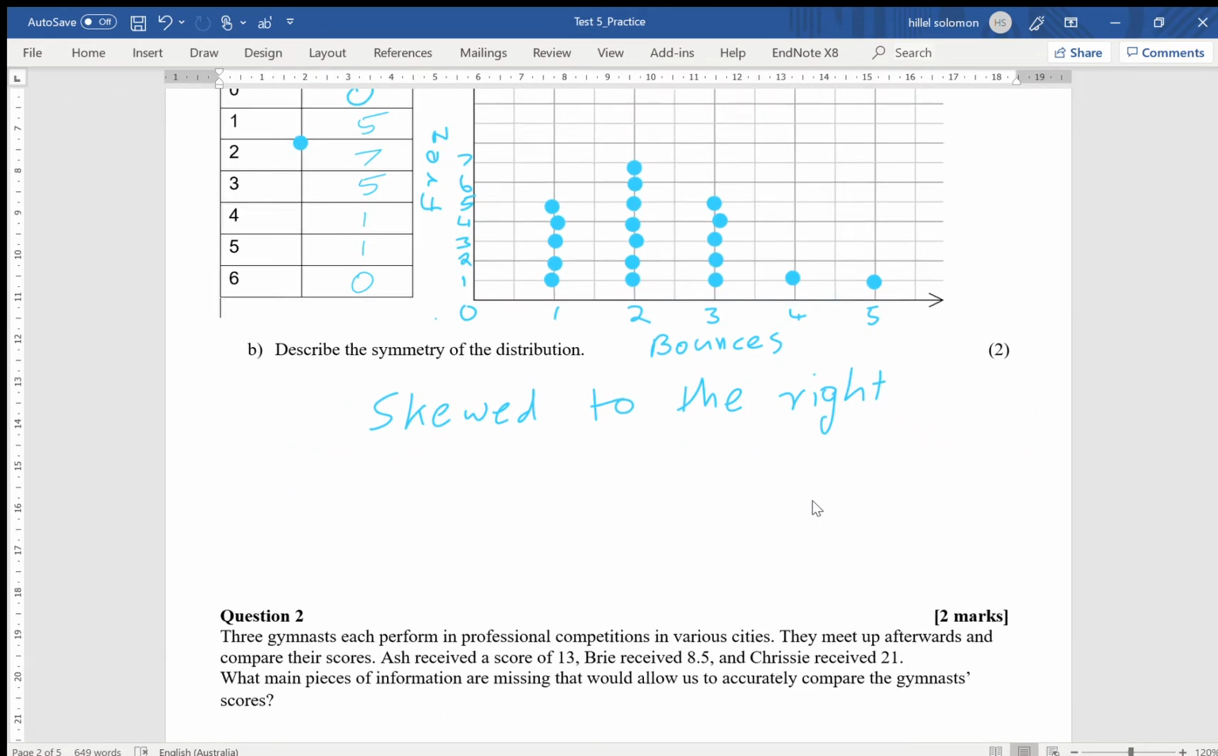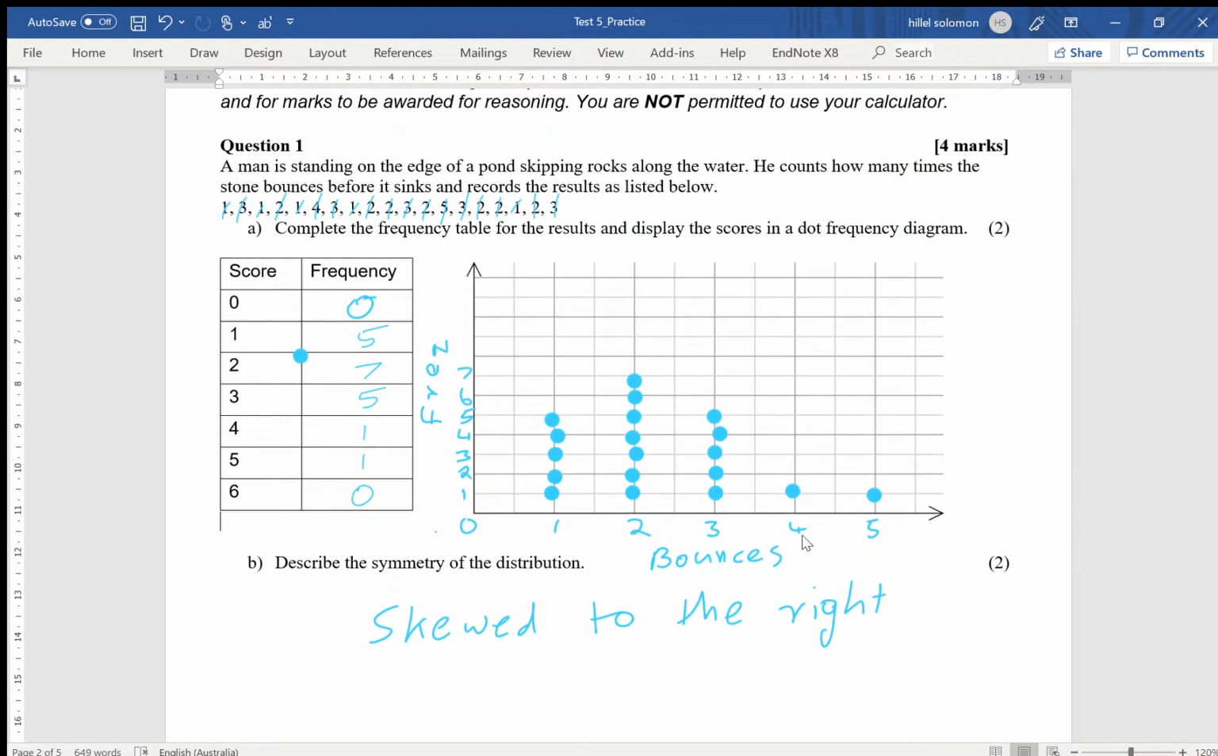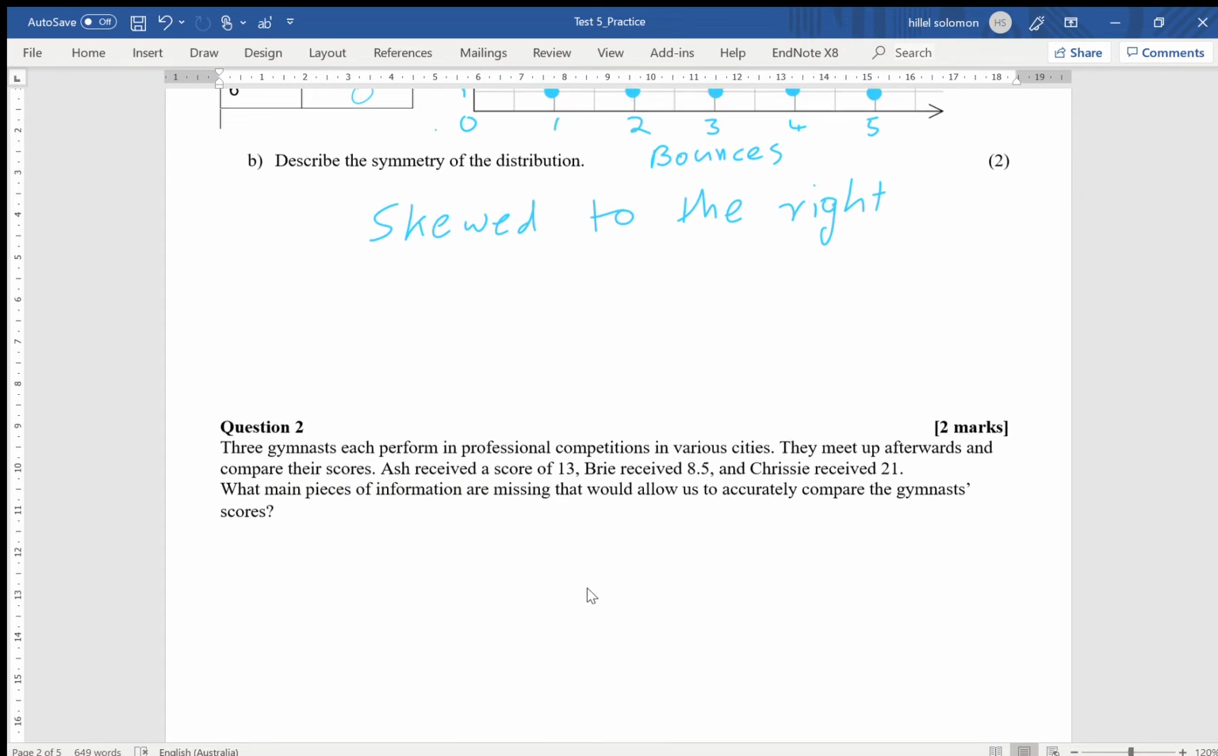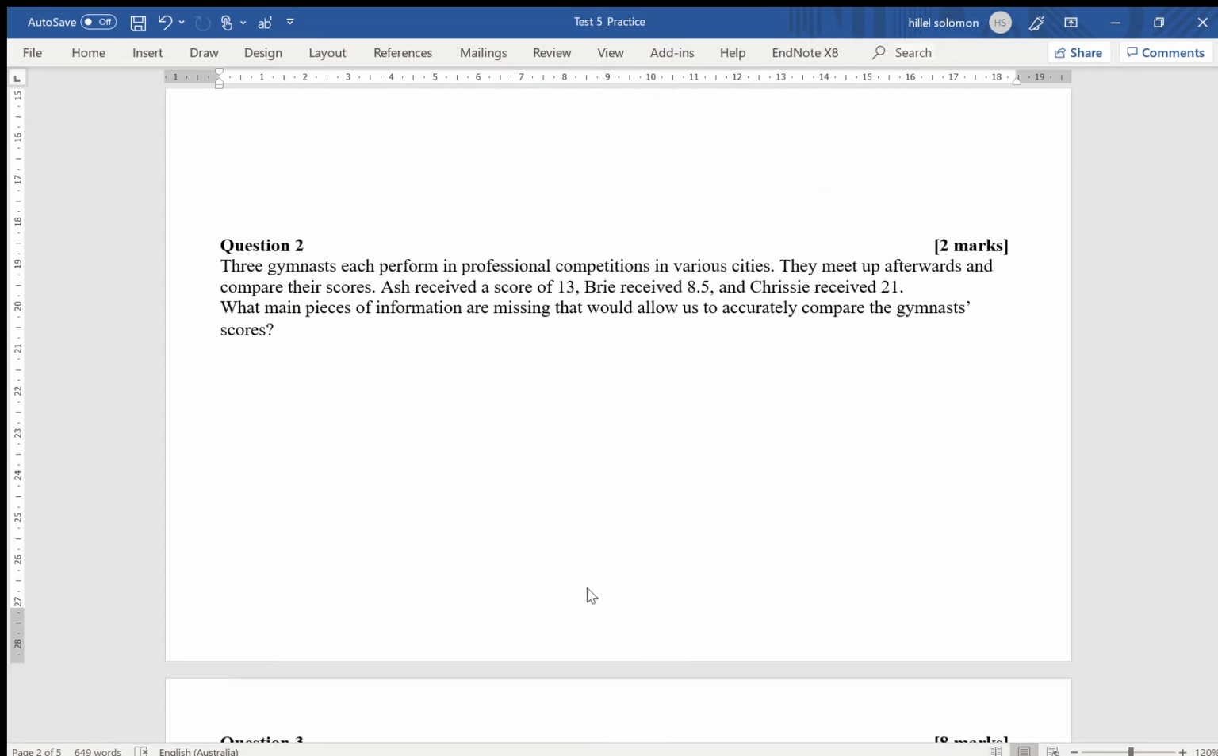So let's look at the marks for this question. 2 marks for each part. So I'm going to get 1 mark for filling out this table correctly, 1 mark for doing my dot frequency diagram correctly, 1 mark for noticing that it is skewed, and another mark for correctly stating which direction it is skewed in. Question 2. 3 gymnasts each perform in professional competitions in various cities.